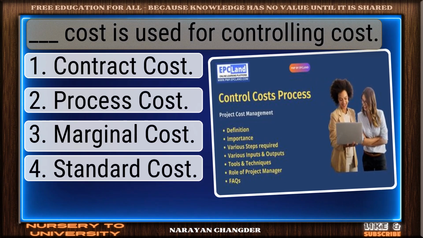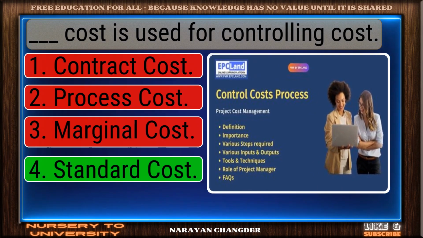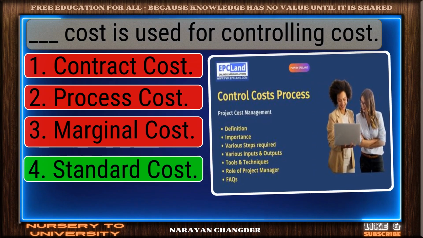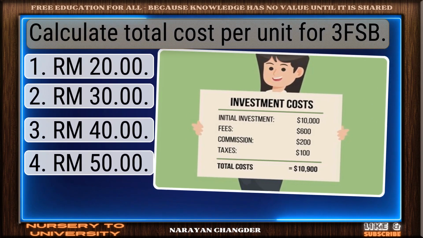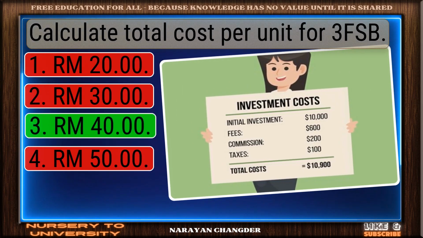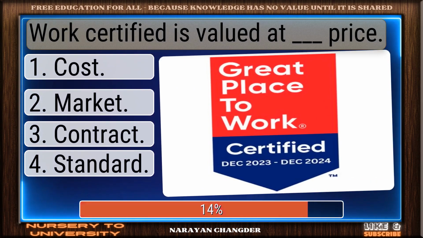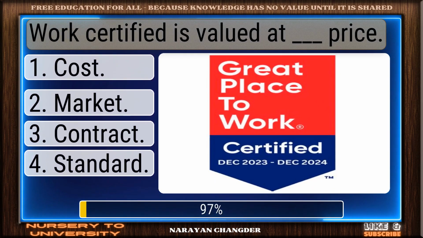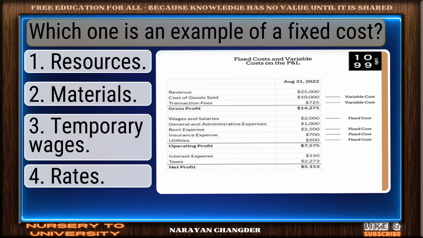___ cost is used for controlling cost. Nice work. Standard cost fits perfectly. Calculate total cost per unit for 3FS. You got it. RM 40 fits. Work certified is valued at ___ price. Correct response. Contract is accurate.